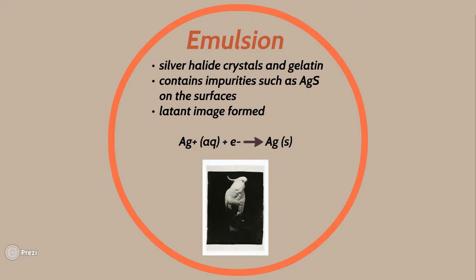Emulsion is made up of silver halide crystals and gelatin. Silver halide is a compound formed between silver and one of the halogens, such as bromide, chloride, iodine, or fluoride. Emulsion can contain impurities such as silver sulfite on the surfaces. Emulsion forms a latent image. This is the chemical formula for the latent image.